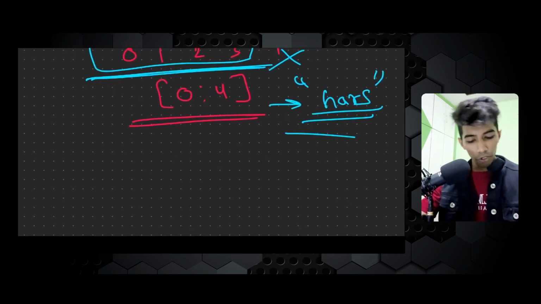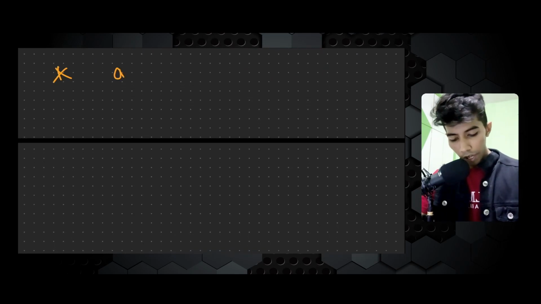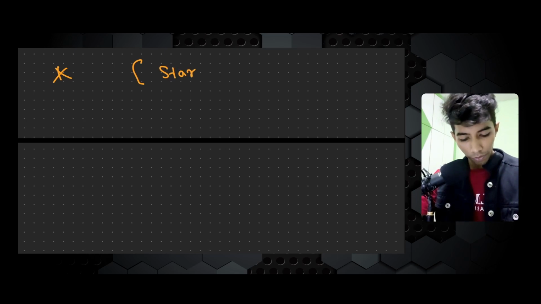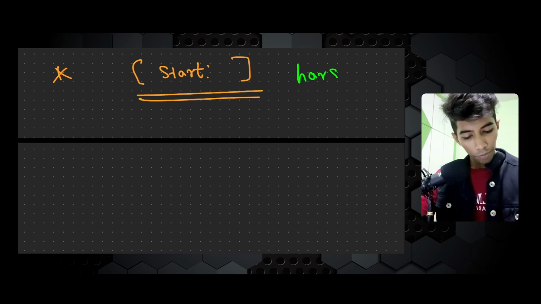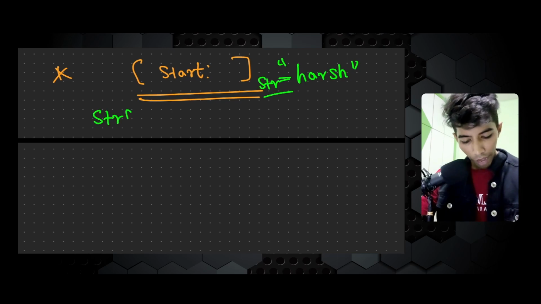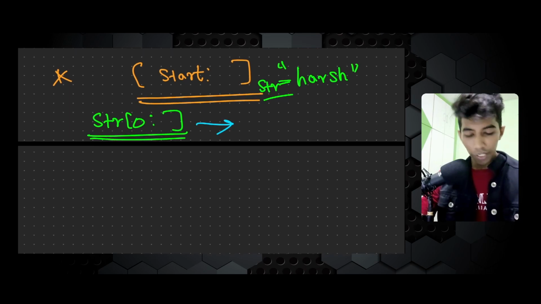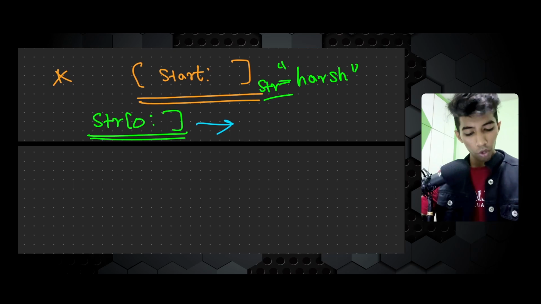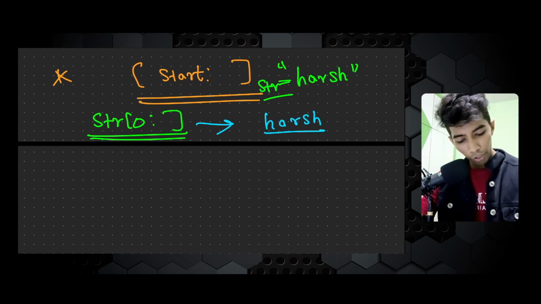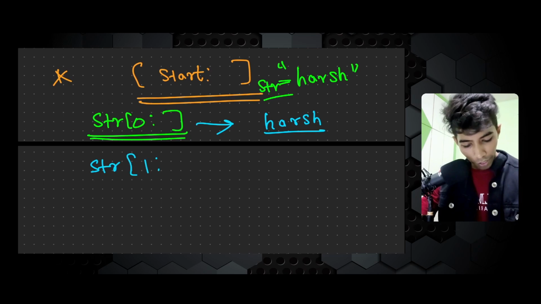Okay, let me talk about the next particular case of this. If I write like this, let me take an example, if I write this as start and this, what will happen? Let me take the example of this string also. This string is named str. How will I write it? I will write like this. What will be my output for this? It will return me the complete string. It will give me HARSH because it will start from 0. But if I write it like this, then what will happen?